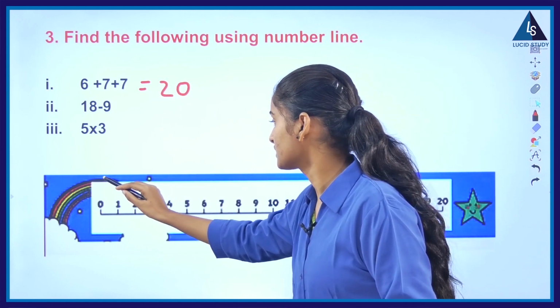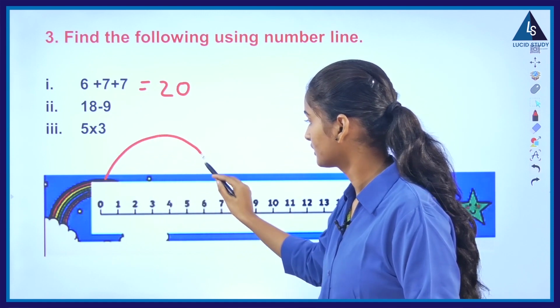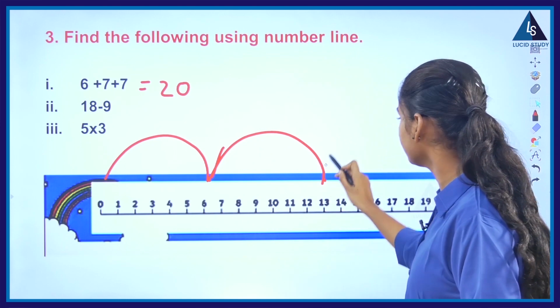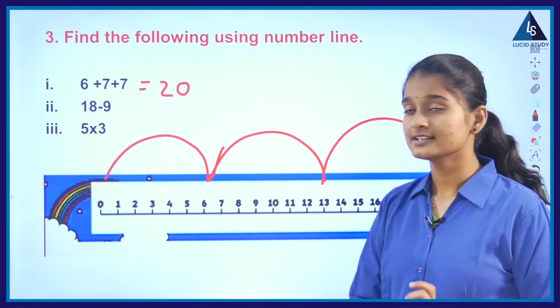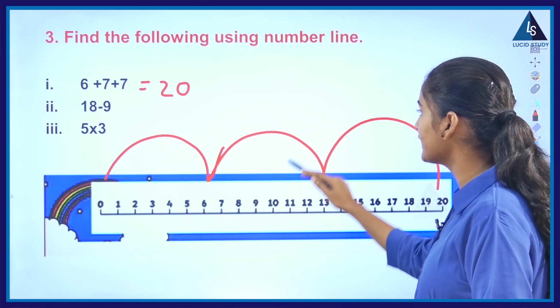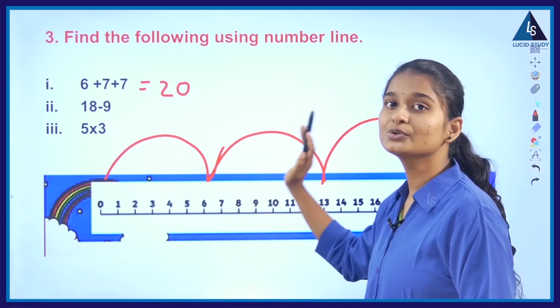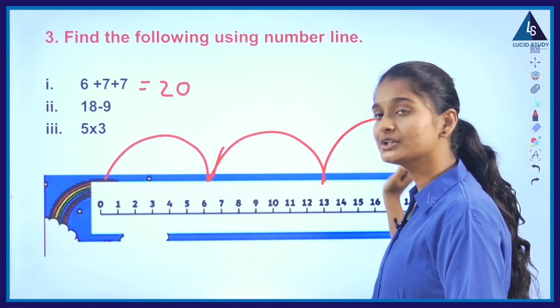From 0 to 6, 6 added to 7 is 13, and 13 to 20. So this is how we represent additions on the number line. 0 to 6, 6 to 13, and 13 to 20.